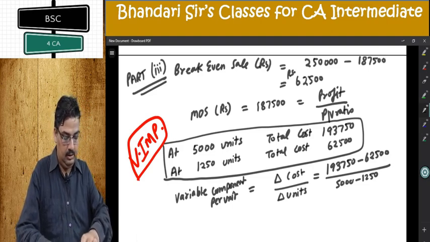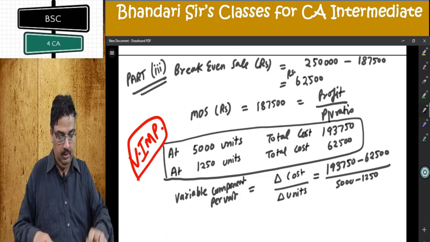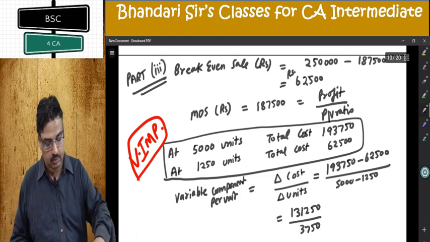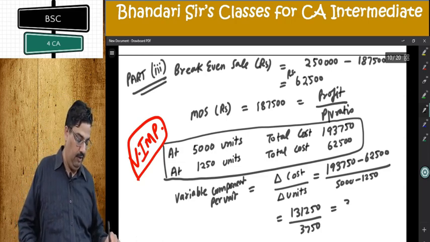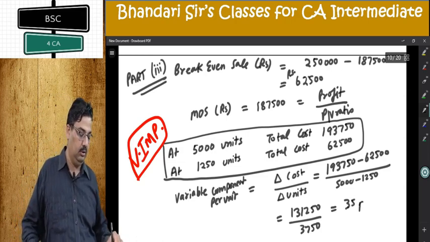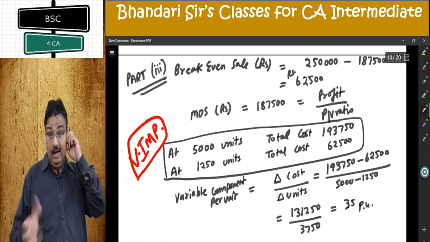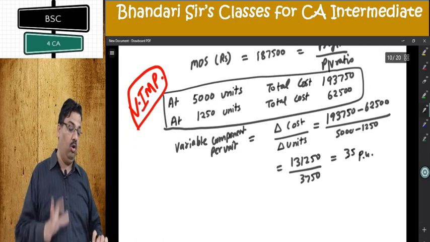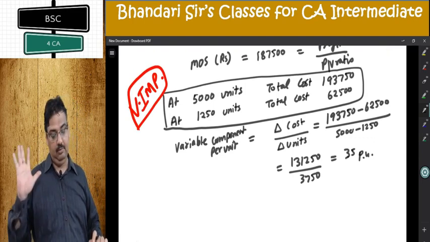193,750 minus 62,500, I am getting 131,250, divided by 3,750. So what I am getting is 35 per unit is variable cost. Once I get there, now everything can be computed. Now whatever the question wants, I can calculate everything.